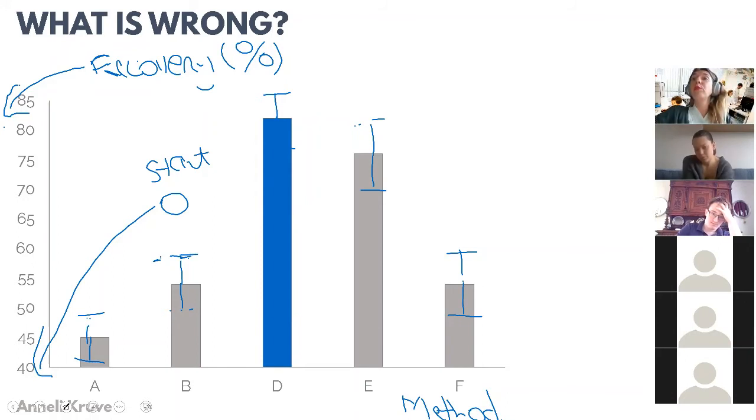This is a typical Fox News graph, in the sense that Fox News is famous for having graphs which start from a random point just to give an impression that something is very large or something is very small. A normal bar chart starts from 0.